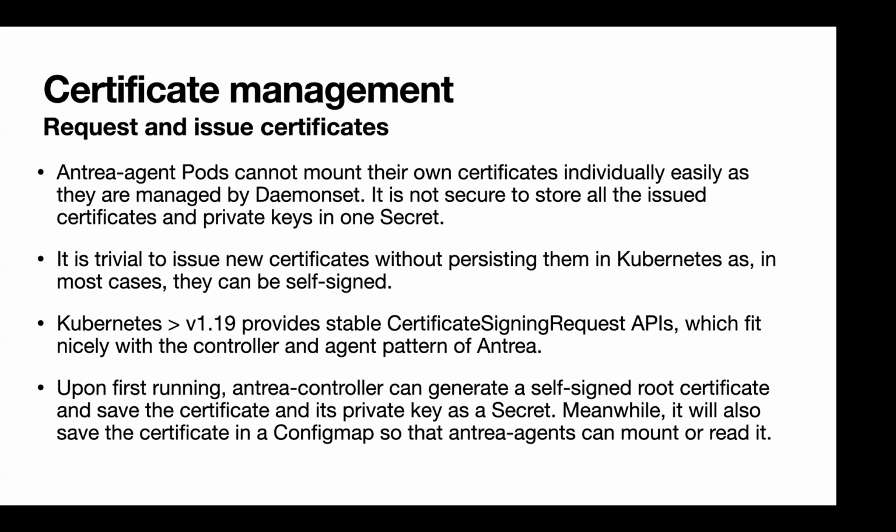For the root certificate, the Antrea controller can generate a self-signed root CA and save it and its private key as a secret. Meanwhile, it can also save the certificate in a config map so that the Antrea agent can mount it as a volume.